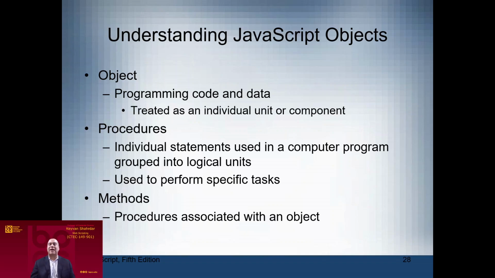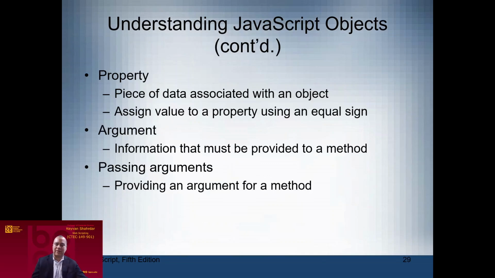So understanding JavaScript objects. An object is programming code and data, and it's treated as an individual unit or component. Then you have procedures, individual statements used in a computer grouped into logical units, used to perform specific tasks. And then there are methods. These are procedures associated with an object. Now, there's a lot to take in at this time, but that's okay. Just listen to it, just learn about it at this time, and as we get into JavaScript, you will understand more and more of these things.